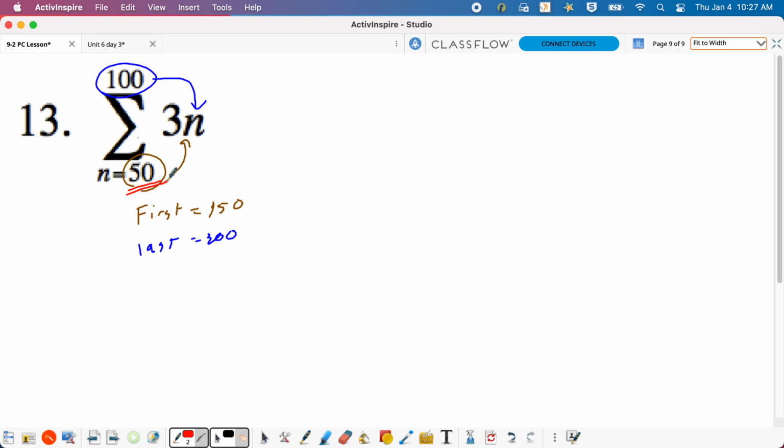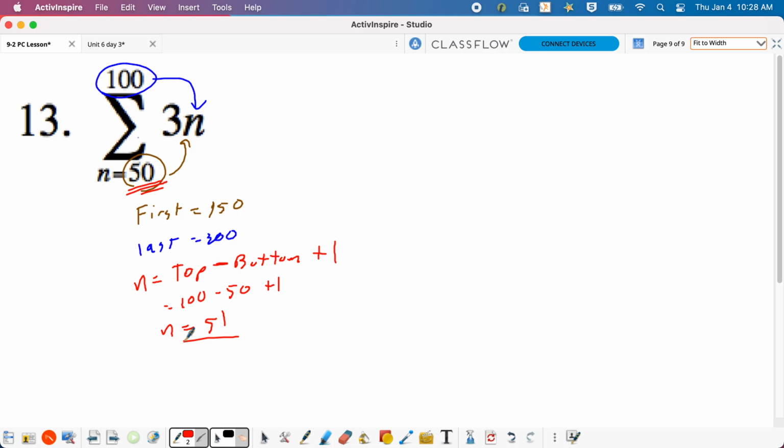Since I'm not starting at 1, I'm not going 1, 2, 3, 4, I'm going 50, 51, 52. To find n, we're going to take the top number, and I'm going to subtract the bottom number and add 1. The reason we have to do this is if all you do is subtract the numbers, you're finding me the difference, and you're ignoring that first term. So I'm going to take the top number minus the bottom number and add 1. To add 1 adds back that first number. And this one has 51 terms.